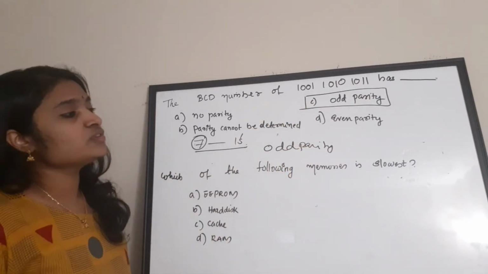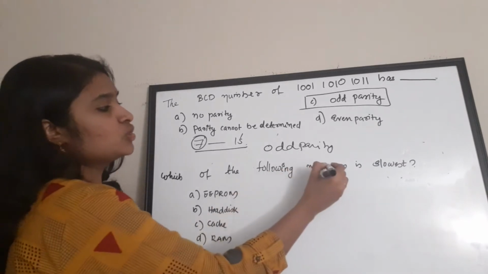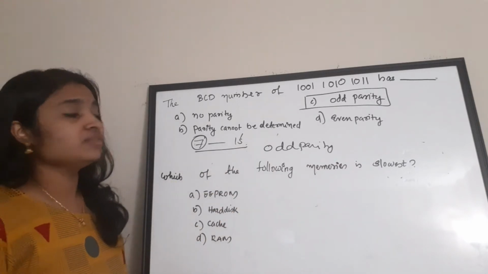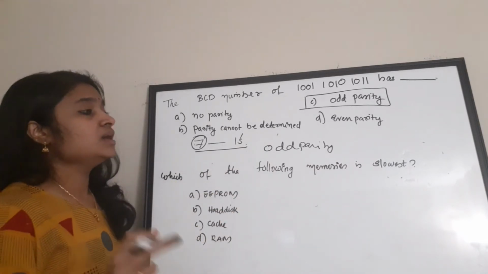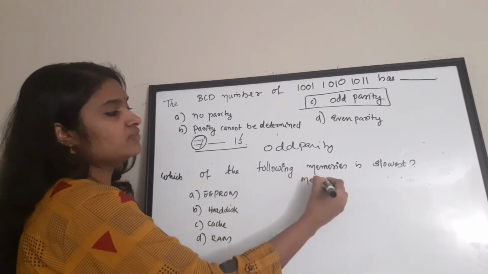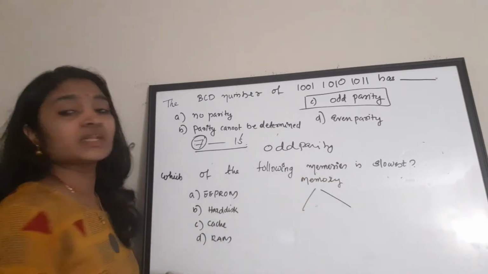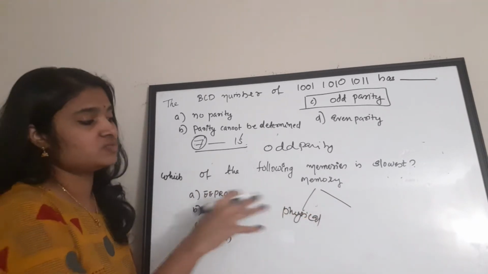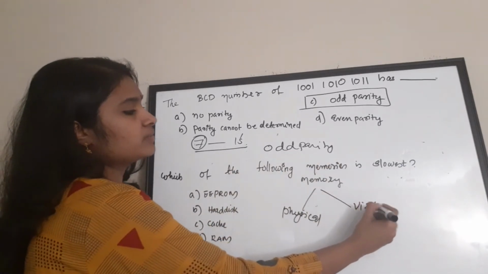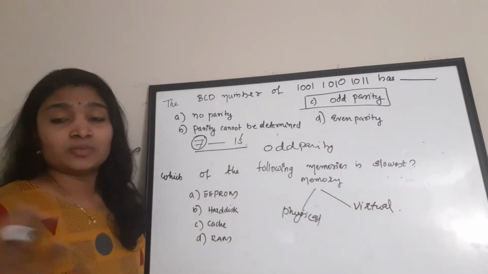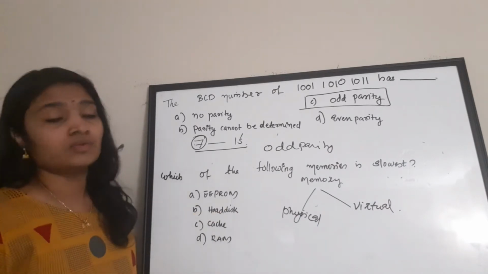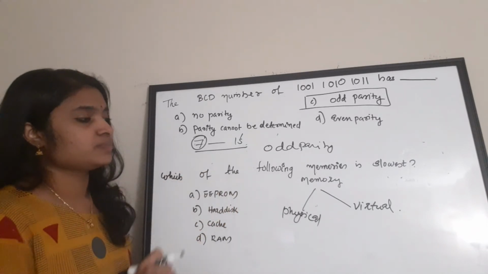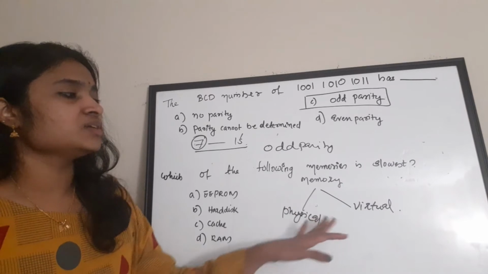Next question. Which of the following memories is slowest? So now we are going to talk about the computer memories. And while talking about computer memories, the memory can be basically divided into 2 types. Okay, there is a physical memory. I'm sure you have heard about these words. And there is virtual memory. Okay, you may have heard about paging and all. So this paging also is a concept related to these 2 types of memories. Now, what is a physical memory? Then what is a virtual memory?